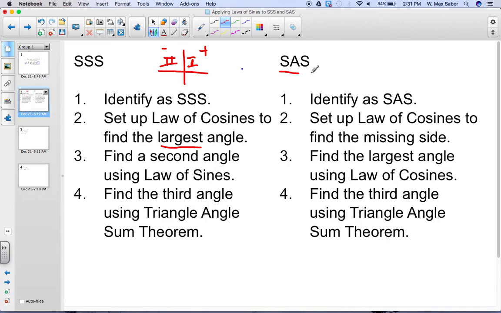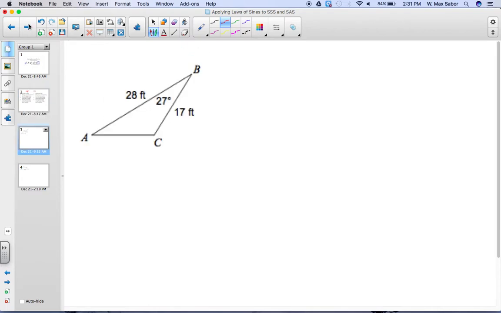So if it's a side-angle-side problem, hunker down. It's going to be a long problem because you usually have to use the law of cosines twice. Then we'll find the third angle. Once we've found two angles, we find the third angle using the triangle angle sum theorem, the fact that there are 180 degrees in a triangle. So let's see. There's an angle and it's between the two sides, so it's side-angle-side.